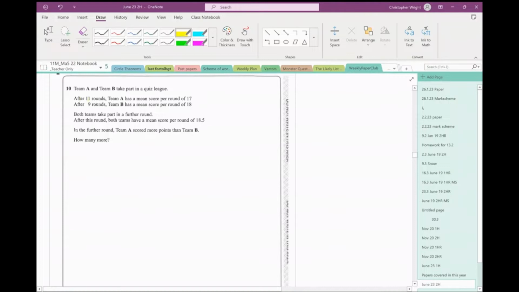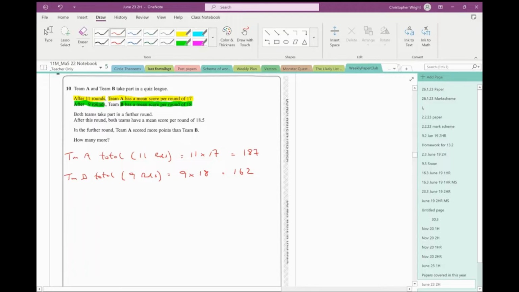After 11 rounds, Team A has a mean score of 17. Well, I can instantly work out Team A's total after 11 rounds. That's going to be 11 times 17, which is 187. After 9 rounds, Team B has a mean score of 18. So Team B's total after 9 rounds is 9 times 18, 162.